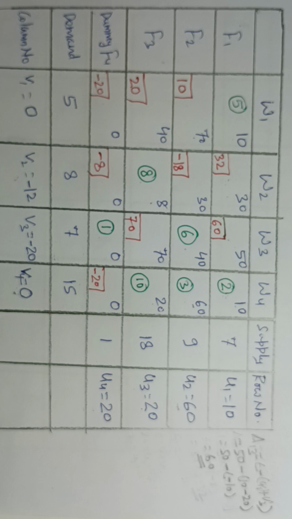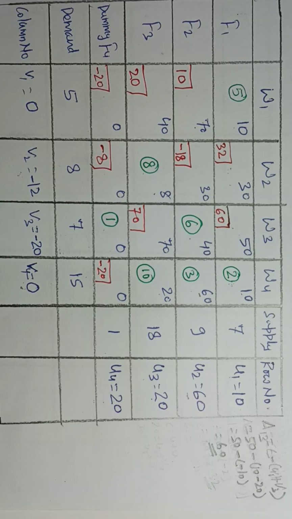So here some of the opportunity costs are negative. We will have to go for the improvement. And how we will go for improvement, we will see. We have to select the unoccupied cell with the highest negative opportunity cost. So see here, there are two highest negative cells that are equal, minus 20 and minus 20. We are finding them at two places.